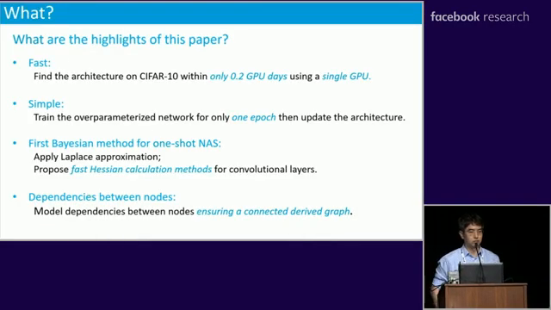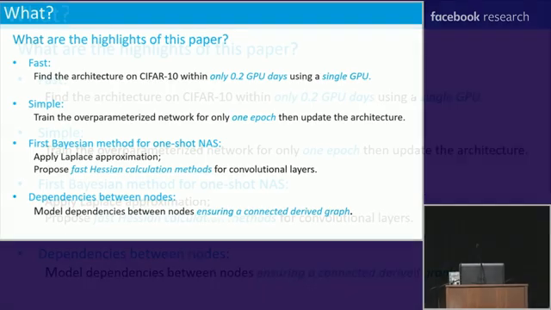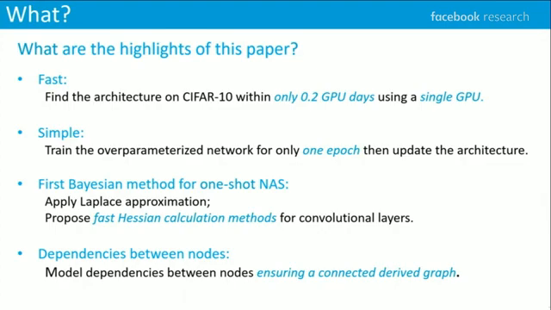The first feature is fast. We find the architecture on CIFAR10 within only 0.2 GPU days using a single GPU. The second feature is simple. We train the network for only one epoch. Thirdly, it is the first Bayesian method for one-shot NAS. A fast hashing calculation method is also proposed. Finally, we design the search space. We also consider dependencies between nodes, which ensures a connected graph.